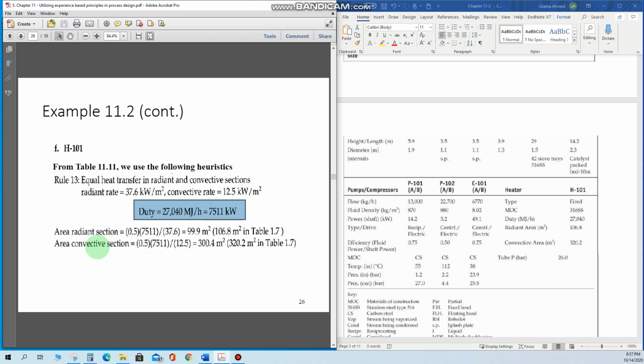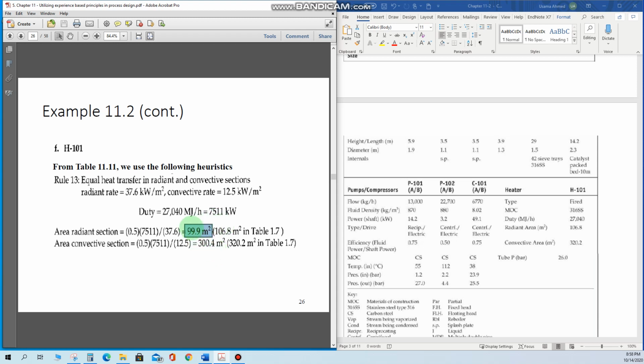Now for the area of the radiant section, 0.5, because we are considering half of the heat transfer by radiation and half by convection. So 0.5 multiplied by 7511 is the radiant section. Then you have to divide it by the heat transfer rate that we usually use for radiant heat transfer. So we can divide with this heuristic here. The area that we get here will be 99.9 square meters. Similarly, we have to calculate the area for the convective section. The analysis is the same: 0.5 multiplied by 7511, divided by 12.5, which is given here. So the area for the convective section is 300.4 square meters.